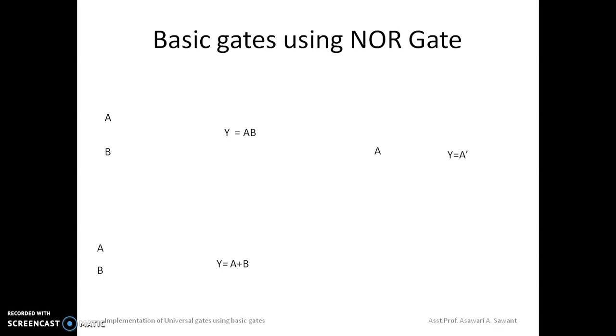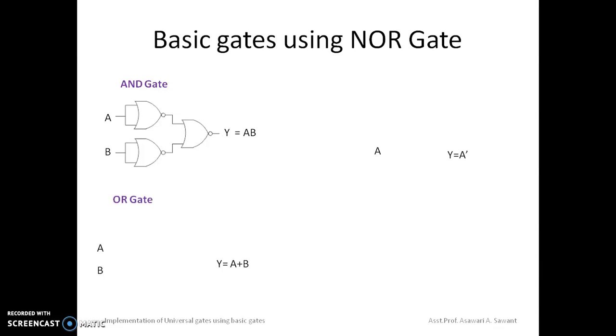Next we will see how to construct basic gates using NOR gate. We will start with AND gate. So to construct AND gate using NOR gate, we require three NOR gates. For the first NOR gate, the two input lines are combined together to form a single input A, and for the second NOR gate, the two inputs are combined together to provide input B. So the output of the first NOR gate will be A bar, and the output of the second NOR gate will be B bar, which is further applied to the third NOR gate, which will finally give us the output as AB, which is the output expression of AND gate.